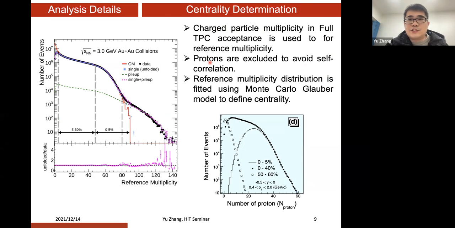This is centrality determination. We are still using the charged particle multiplicity from the full TPC acceptance to define centrality. The left-hand side plot is the reference multiplicity of different types. The data are shown as black circles, and we are using a Monte Carlo Glauber model to fit the data and to define different centrality classes.